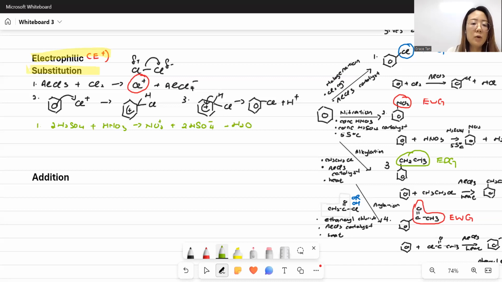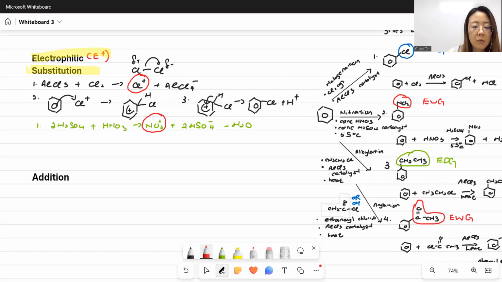So who is your electrophile? I circle, this is your nitronium ion, which is your electrophile. Step 1, I see the production. So if you realize, in step 1 we use the catalyst to produce the electrophile, be it in halogenation as well as the nitration reaction. So the catalyst helps to produce the electrophile.